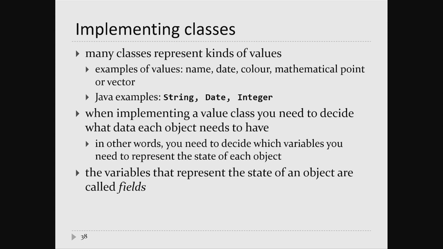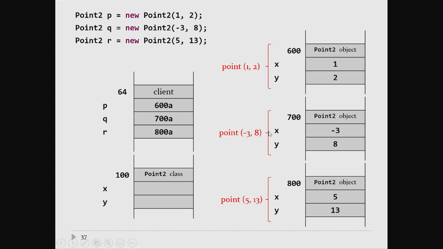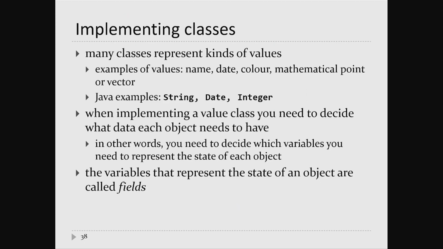One of the first things you need to do is decide what information you need to represent this value. So to represent a two-dimensional point, at a minimum, you need to be able to represent the coordinates of the point. So at a minimum, you need two fields, some way to represent the values of X and Y. So you need to decide which variables you need to represent the state of an object. Now, these variables have a name in Java. They're called fields.